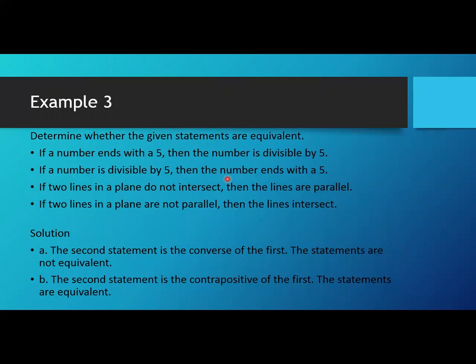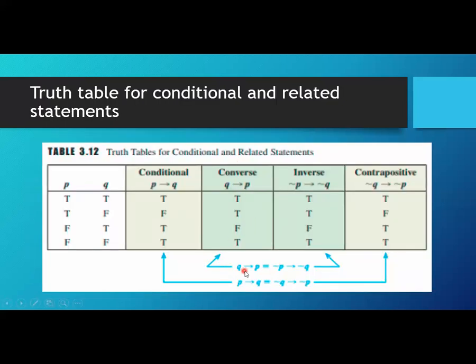Determine whether the given statements are equivalent. If a number ends with a 5, then the number is divisible by 5. So this is the conditional. If a number is divisible by 5, then the number ends with a 5. Here, the number is divisible by 5 is Q, and the number ends with a 5 is P. So Q implies P. Which is it: converse, inverse, or contrapositive? Q implies P is the converse.